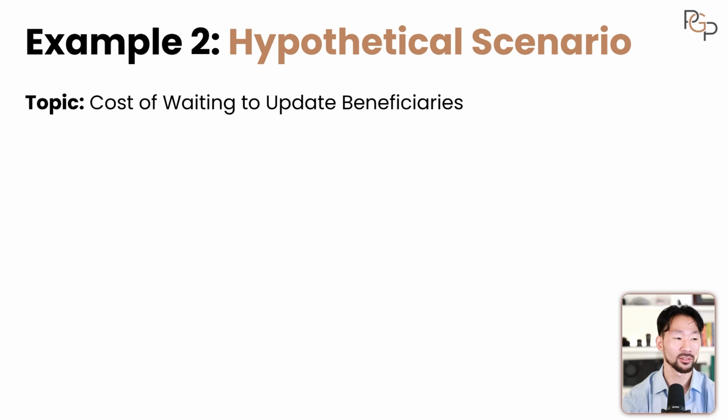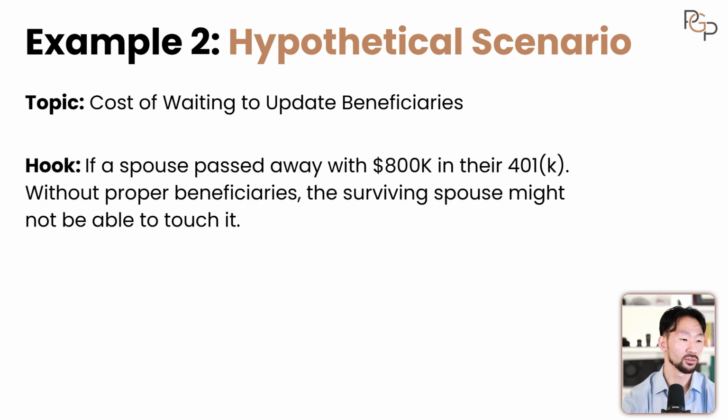Topic here we're going to cover is the cost of waiting to update beneficiaries. So for example, say a spouse passed away with $800,000 in their 401k, but they didn't have proper beneficiaries set up, so the surviving spouse might not be able to touch it. So let's say a wife passed away. She had $800,000 in her 401k, and her husband that was still living didn't have any access to it.